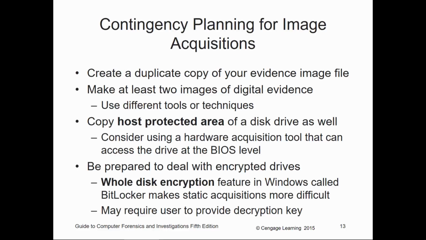So let's talk about contingency planning for image acquisition. Well, we make a copy. Well, we return the original. We do our backup. We do our investigation from that copy. What happens if that copy is damaged? So that's actually why we create duplicate copies of that file. That way we have our backup that we're working on, and we may have a second backup or a third backup. That way, we have a backup just in case. We always want to have at least 2 images for digital evidence.